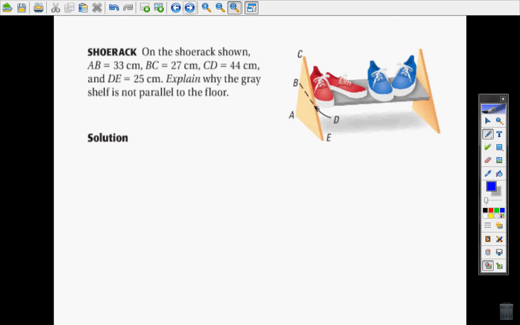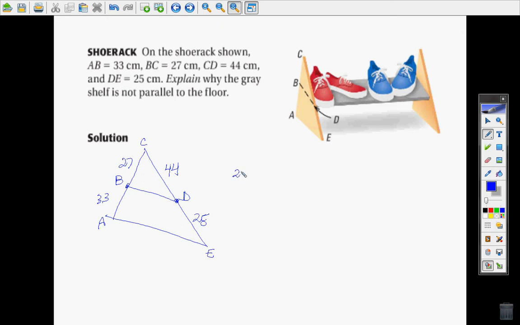So on this shoe rack, I'm just going to draw this triangle off to the side over here. AB is 33, I'm sorry. And BC is 27. CD is 44. And DE is 25. Explain how you know that the gray shelf is not parallel to the floor.